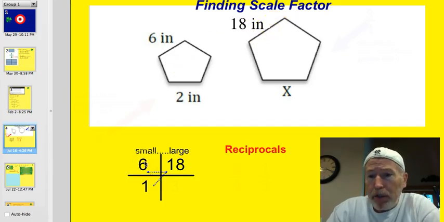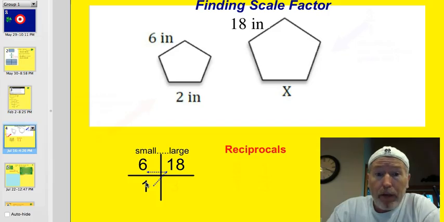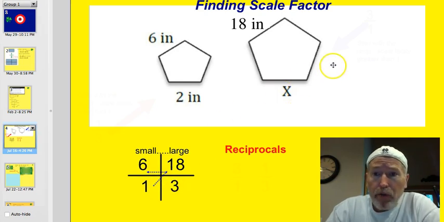So we can just build a little ratio proportion box. We have the small is 6, the large is 18. I just put 1 down there because I want to find out what the scale factor is. It's like a unit rate. 1 times 18 is 18 divided by 6. We'll see that we have a scale factor here of 1 to 3.